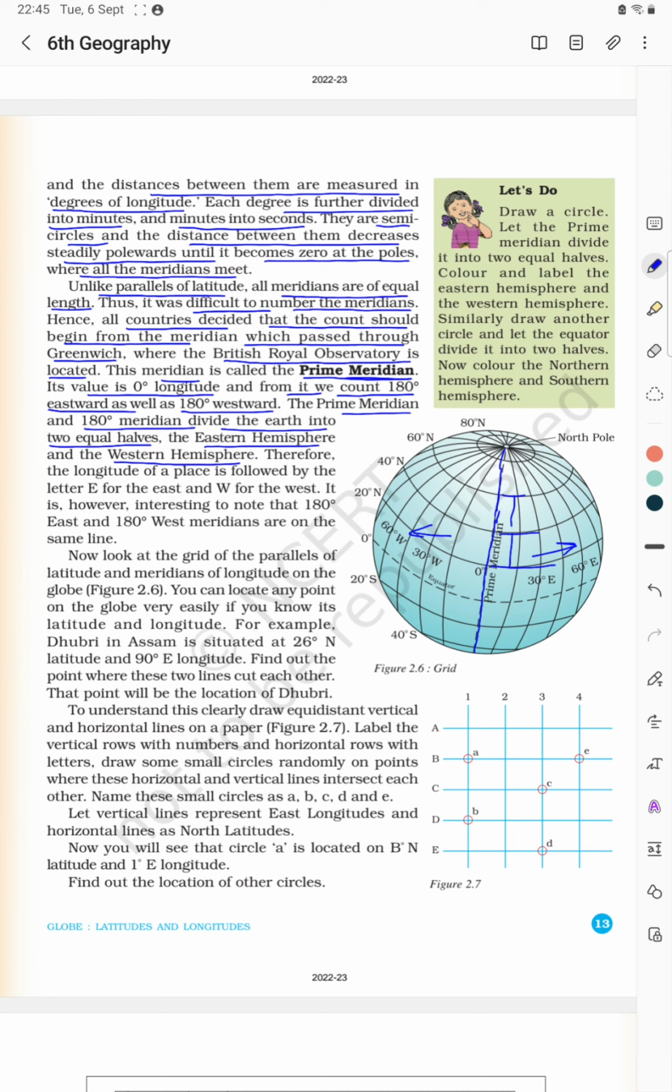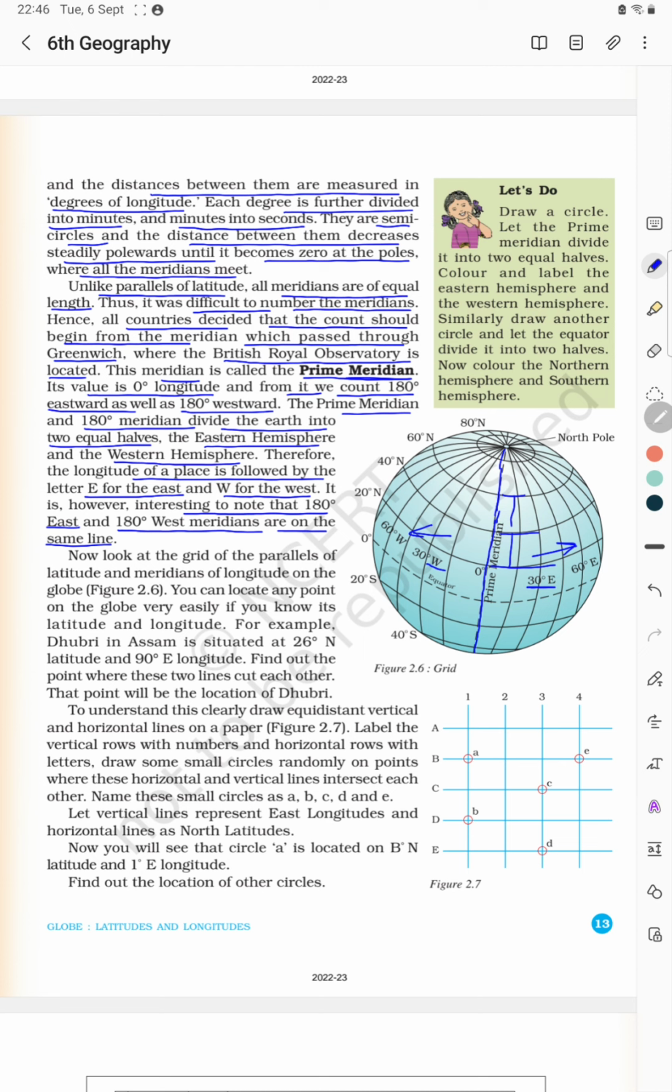Similarly, the longitude of a place is followed by the letter E for the east and W for the west. For any meridian which is on the east side of the prime meridian, it will be followed by the degree and the letter E. Similarly, a place on the west of the prime meridian will be followed by W. However, it is interesting to note that the 180-degree east and 180-degree west meridians are on the same line.